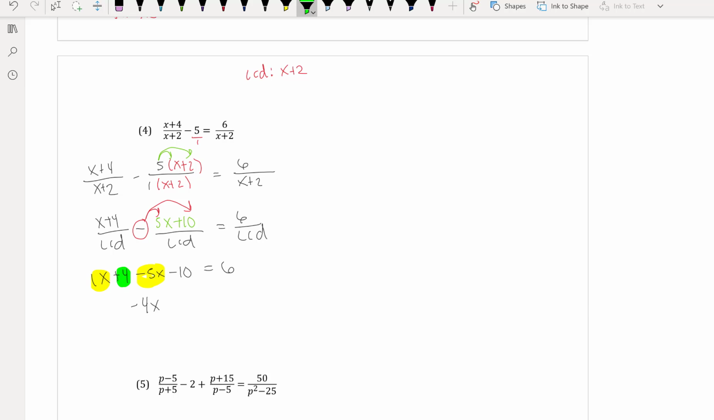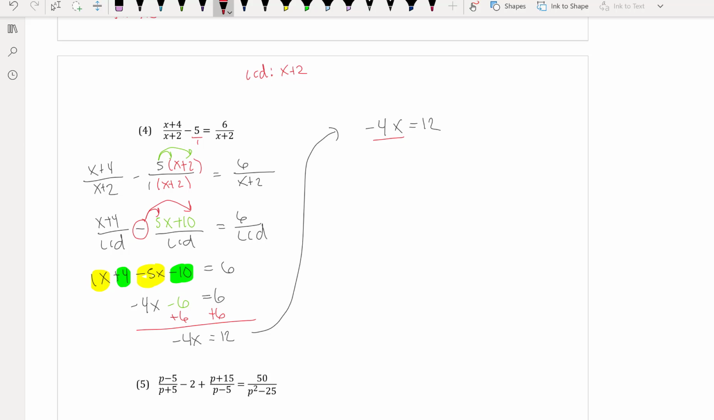I also have 4 and negative 10. So negative 10 and 4 is a negative 6 equal to 6. So I'm going to move the 6 over. So plus 6 and plus 6 since it's the opposite. So I'm going to have a negative 4x is equal to 12.